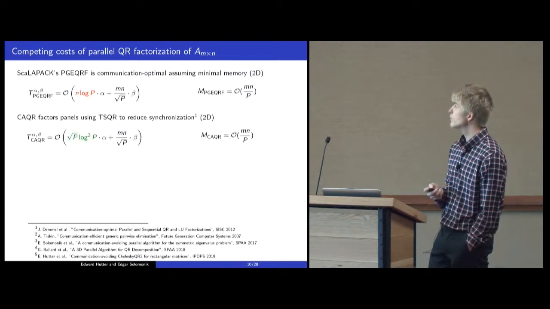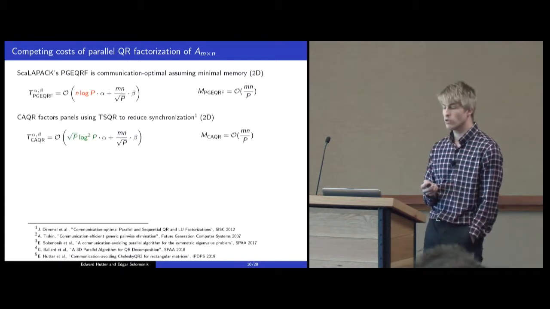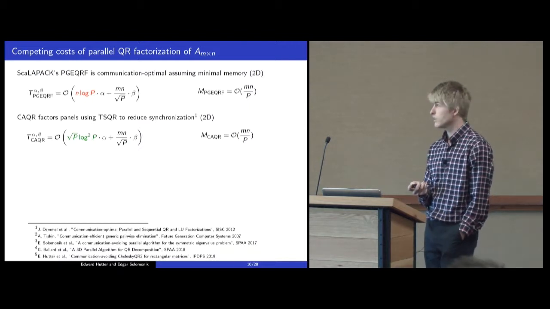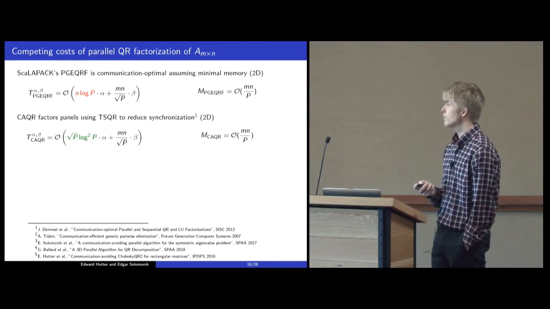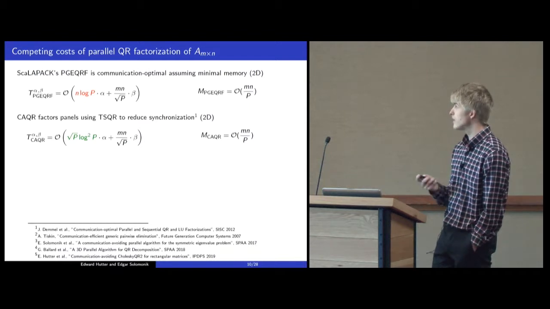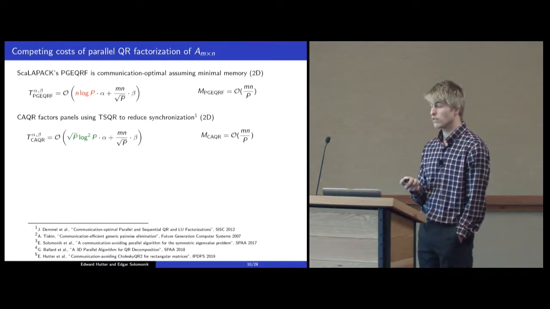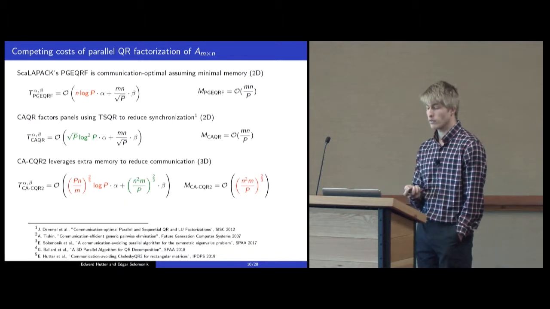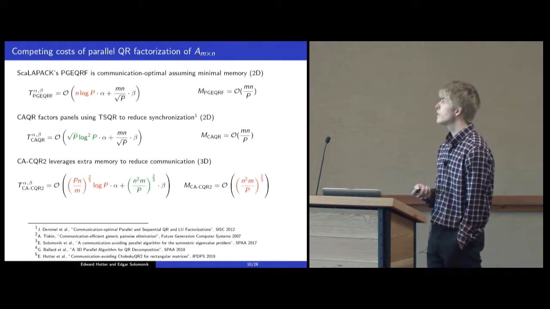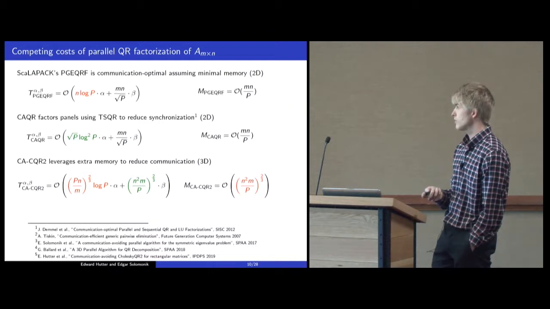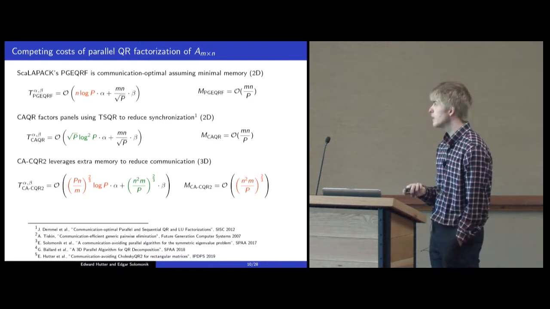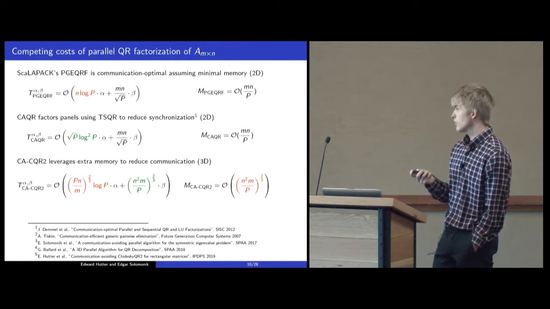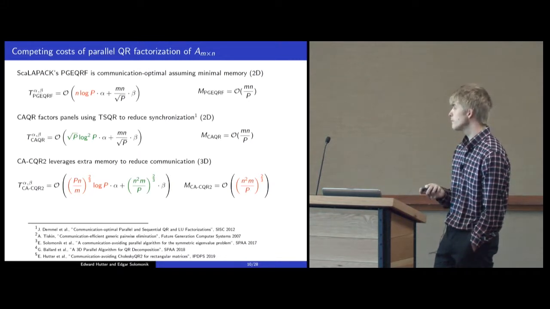That was improved with the communication avoiding QR algorithm because it uses tall and skinny QR to factor panels. That reduces the synchronization, but it does not asymptotically reduce the communication, so it's still a 2D algorithm. And then we look at our algorithm, communication avoiding Cholesky QR2. It does asymptotically reduce the communication, so it can be considered a 3D algorithm.